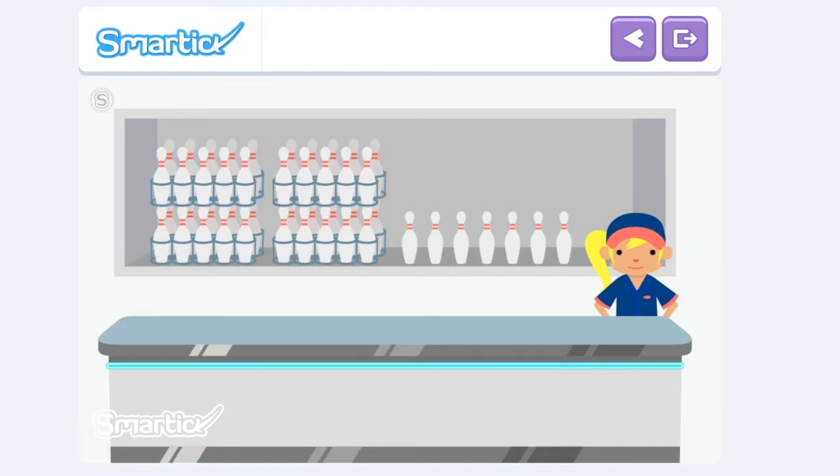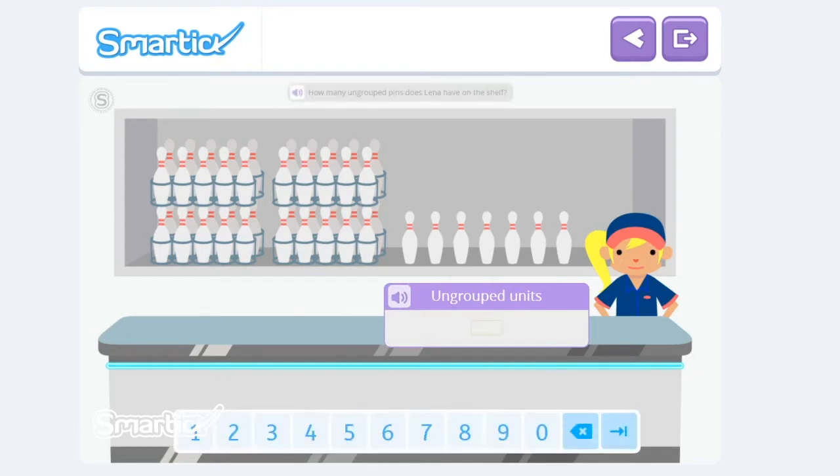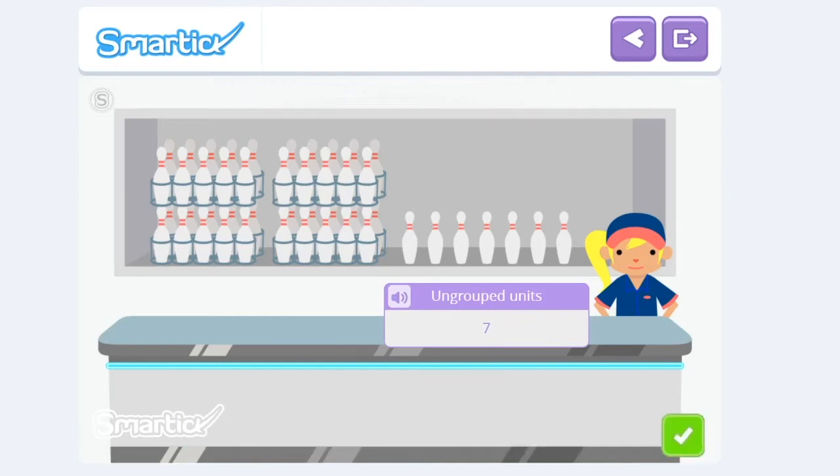Let's look at how many pins Lena has on the shelf. First, we're going to count how many ungrouped pins there are. How many ungrouped pins does Lena have on the shelf? Okay, let's see. Lena has 1, 2, 3, 4, 5, 6, 7. 7 ungrouped pins. Fantastic! There are 7 ungrouped pins.